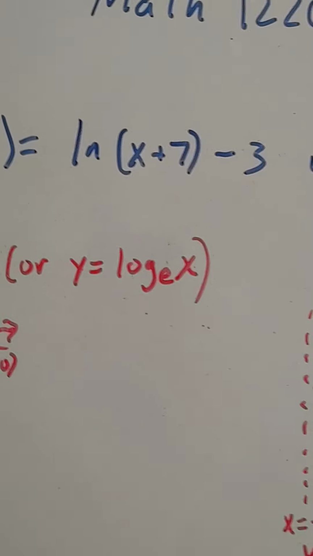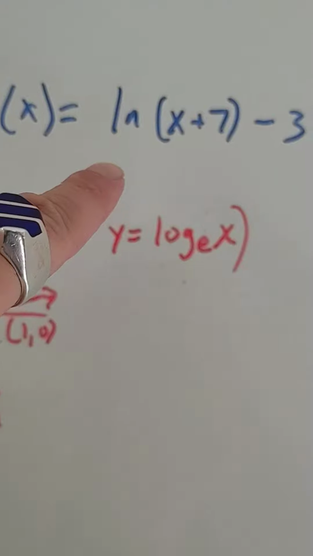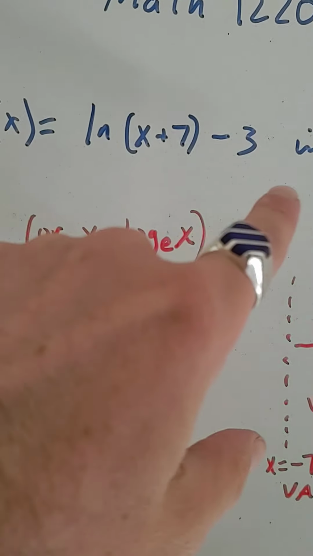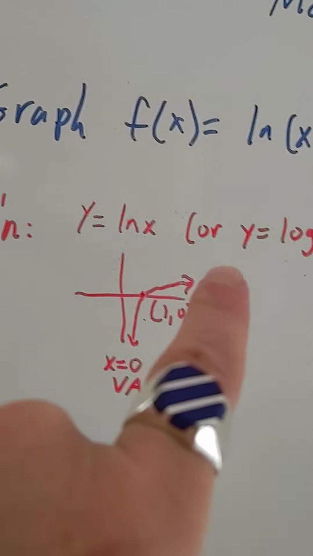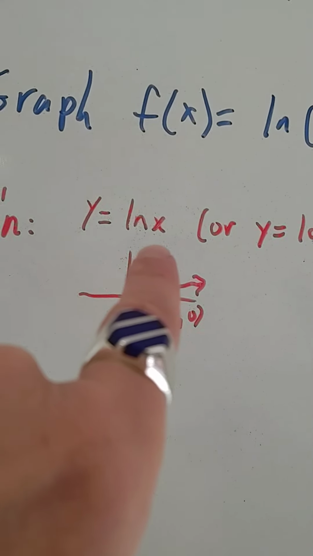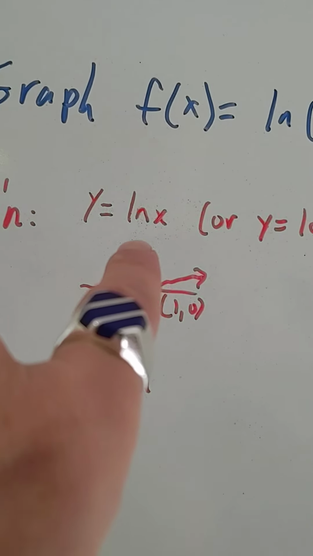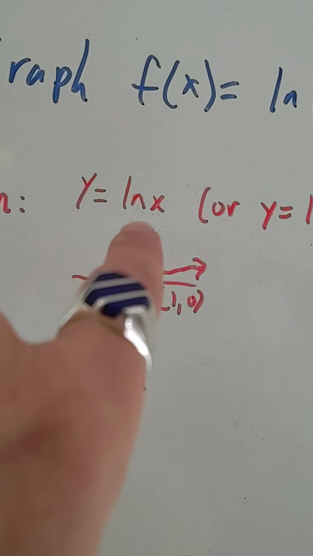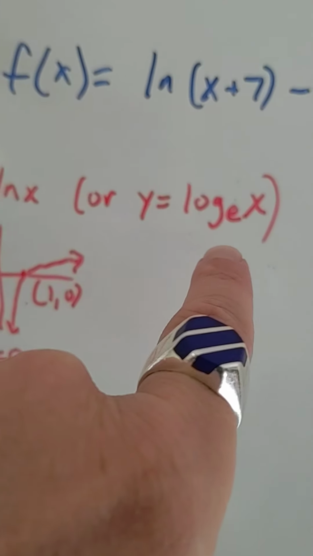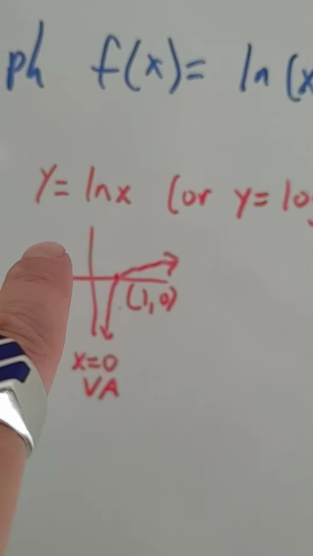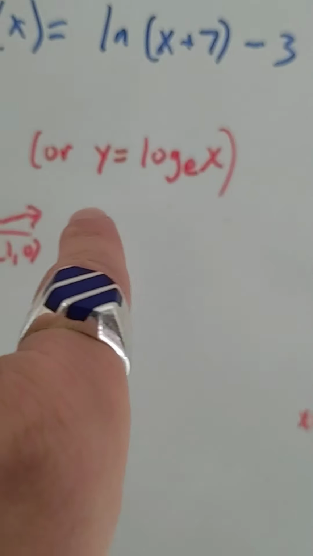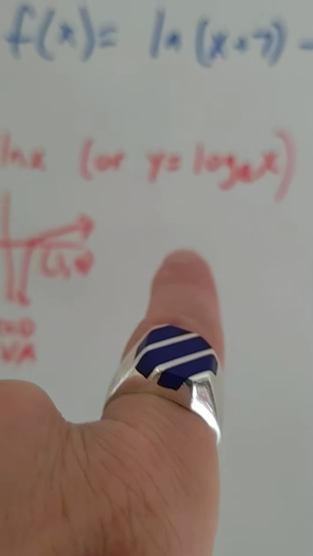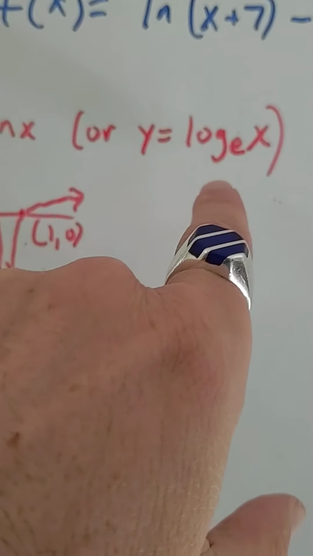What is the basic function that we can extract from this function right here? Well, I see an ln and I see an x, so it's just going to be y equals ln of x. No transformations, that's a basic function. This, by the way, is the same thing as that. So ln is the abbreviation for log base e of x. I almost like this way better because you can see the base right in front of you.